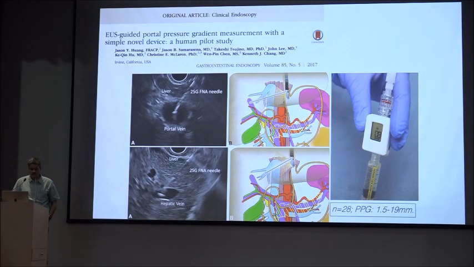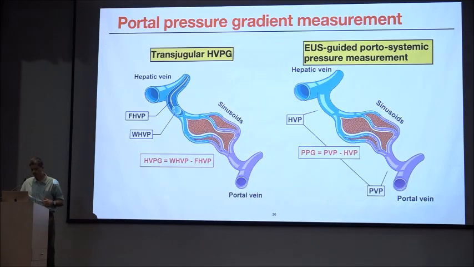So this was the first study by Kenneth Chang et al., in which they used a 25G Cook Insight needle and a Cook transducer to do a transgastric transhepatic puncture into the portal vein and then the hepatic vein. The downside was that they did not measure HVPG to correlate, and subsequent studies have also compared EUS portal pressure measurement with surrogate measures like varices and fibrosis, but nobody has directly compared it with HVPG. Now this is the difference between portal pressure gradient measurement by transjugular HVPG and EUS-guided portal pressure measurement.